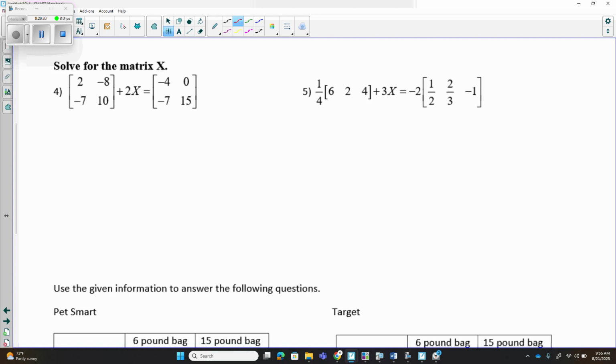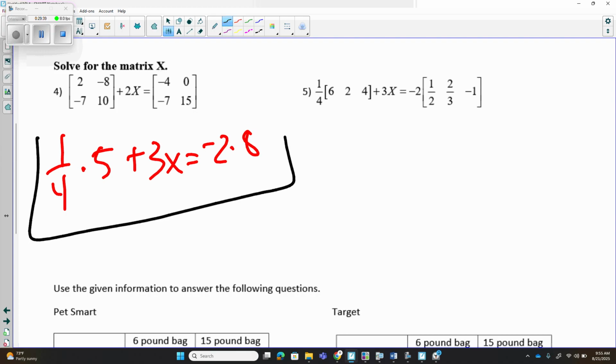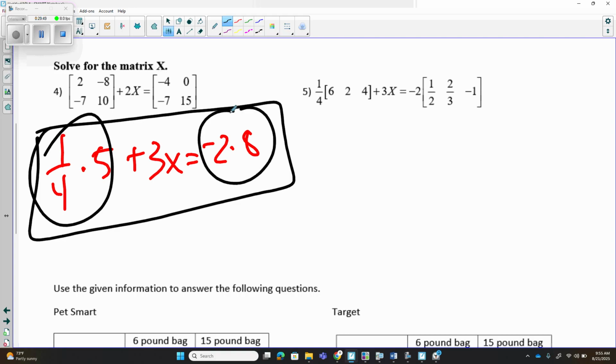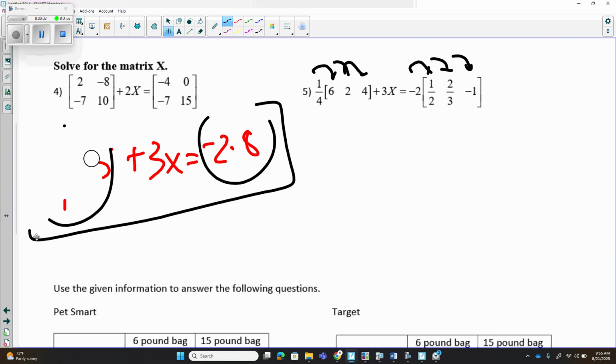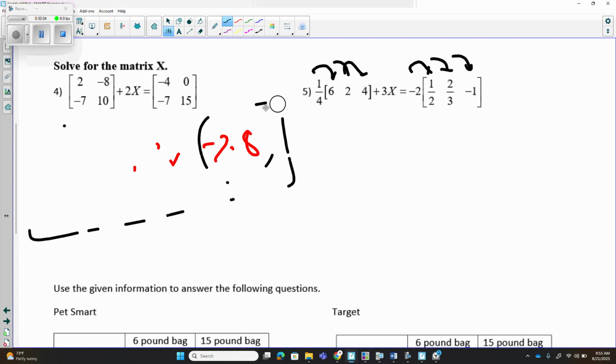All right? We want you to think of it this way. If I have 1/4 times (6, 2, 4) plus 3x is equal to -2 times (1/2, ...), what would you do here when you're solving this problem? What would you do first? You would multiply, right? I'd multiply those together to start with. It's not any different. I'm going to take the 1/4 and distribute here, and the -2 and distribute here. Kind of like what they did on the board. They started off doing great over there. So let's see what we get.